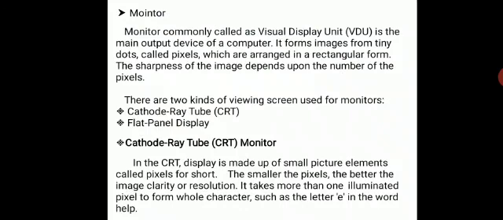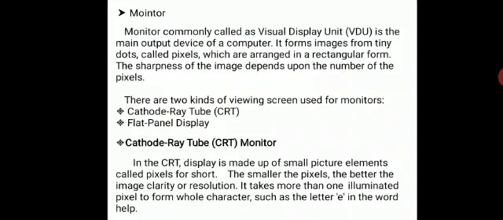It forms images from tiny dots called pixels, which are arranged in a rectangle form. The sharpness of the image depends upon the number of pixels. There are two different types of monitors available in the market. First one is CRT, second one is flat panel display.